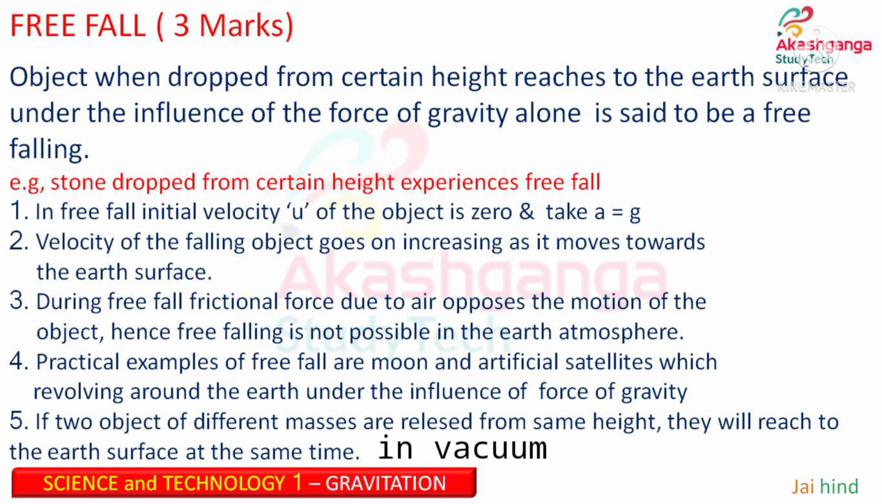That's why the moon and the artificial satellites which are in space and revolving around the earth, as there is no air, there is no external force acting on them. Both the celestial objects are revolving around the earth only because of the influence of the force of gravity.